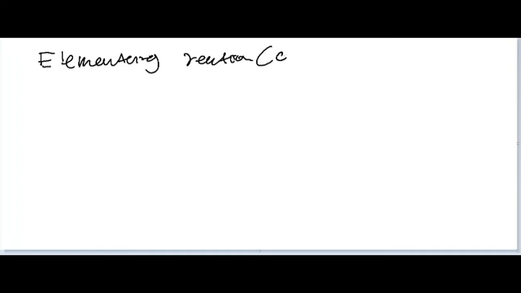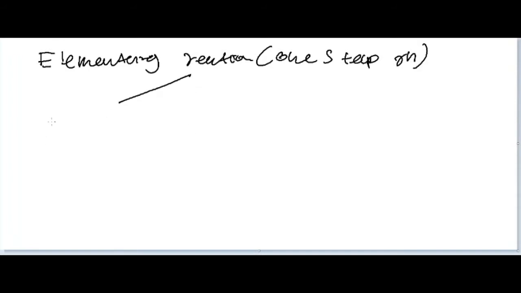Elementary reaction, or within bracket, no molecule, called one-step reaction. One-step reaction or elementary reaction. So elementary reaction just form, and there are two types of elementary reaction.